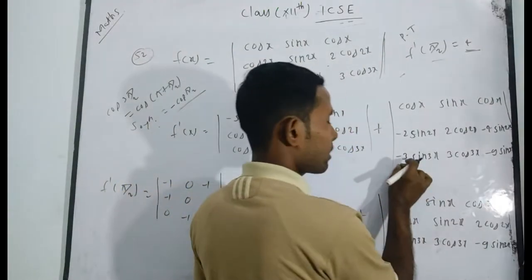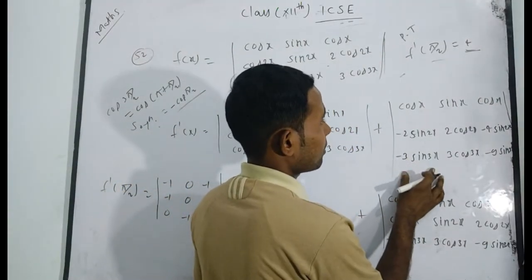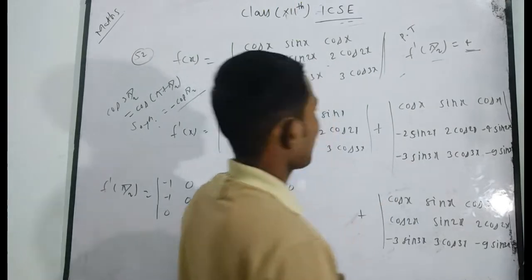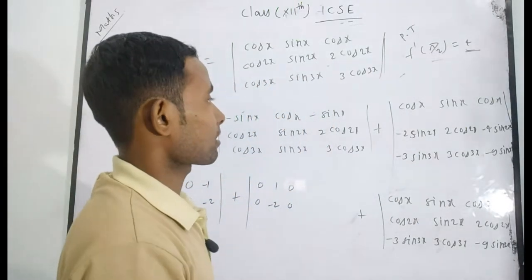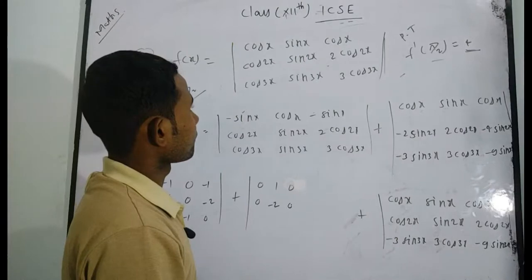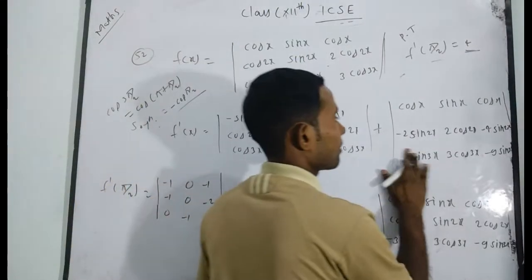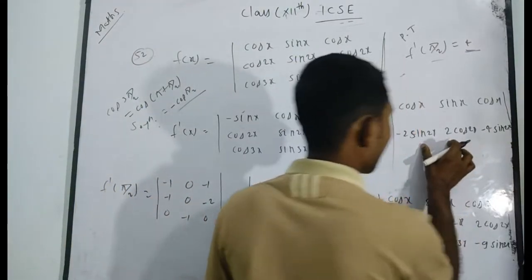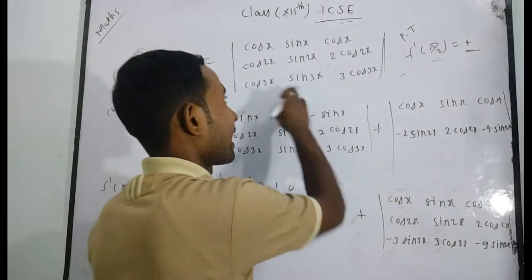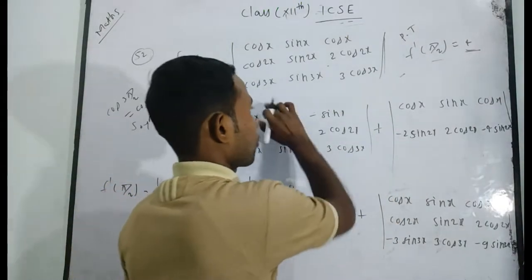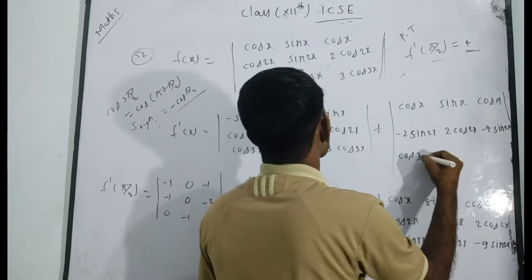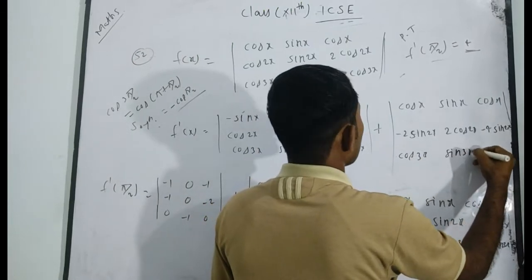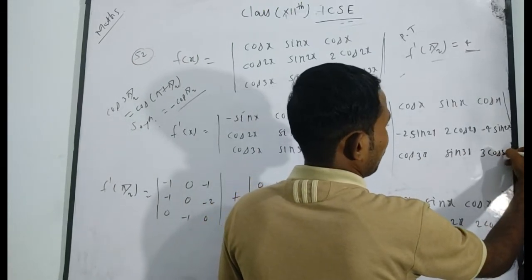In the third row, minus 3 sin 3x. I have made some mistakes here, sorry. Here you have to differentiate only the second row, and by mistake I also differentiated the third row. So I will write it similarly as cos 3x, sin 3x, 3 cos 3x. I think you understand very well.